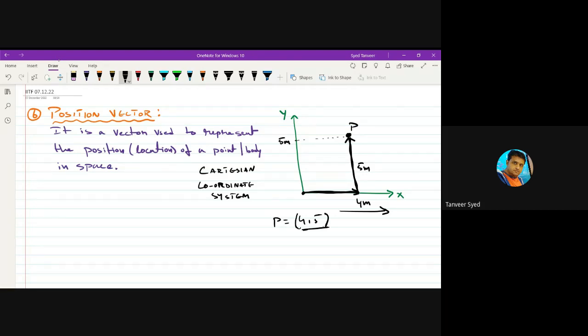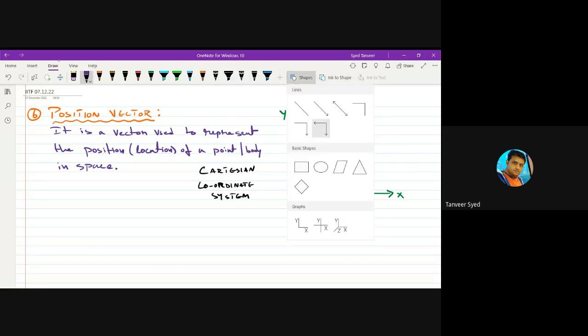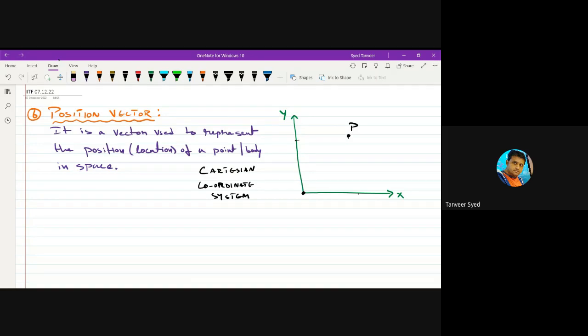Using vectors, we can convey the position of the same point P using a vector, which we call a position vector. How will that position vector be? If I draw a vector from the origin to that point P, this is the position vector.